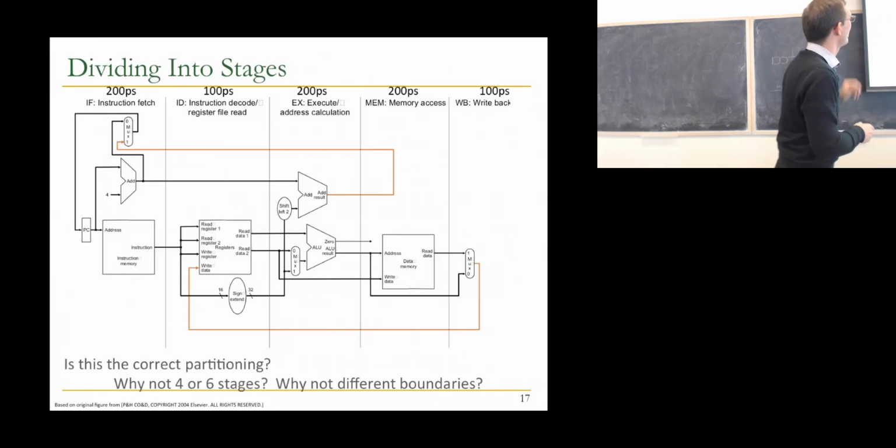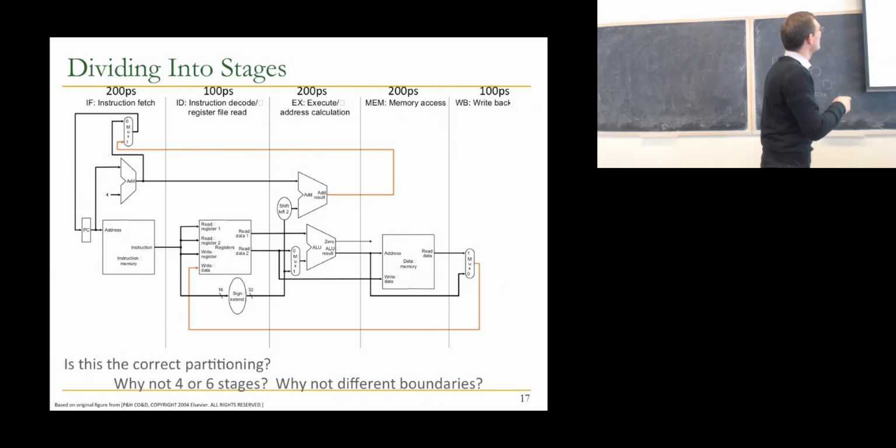Now, this is how we divided the pipeline, basically. Instruction fetch takes 200 picoseconds, instruction decode and register file read takes 100 picoseconds, execute takes 200 picoseconds, memory access 200 picoseconds, write back 100 picoseconds. This is based on the results that I showed you earlier, right, remember? Well, is this a balanced pipeline? Not really, right? A balanced pipeline is a pipeline where all stages take the same amount of time. It's not balanced.